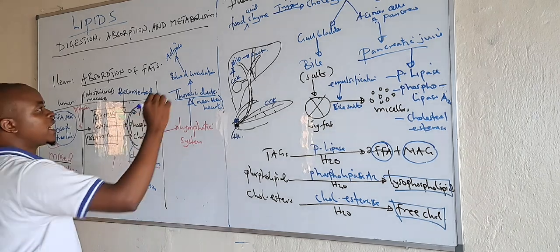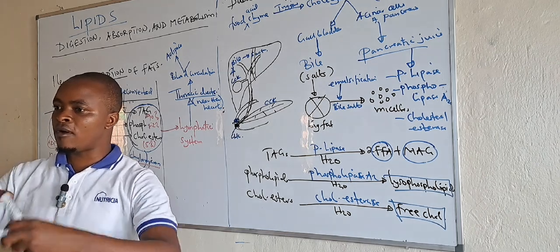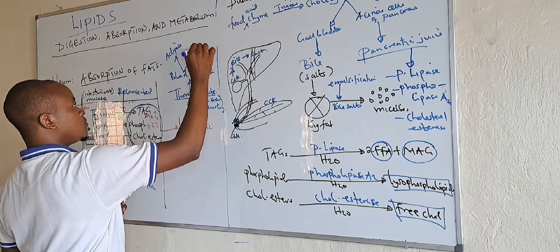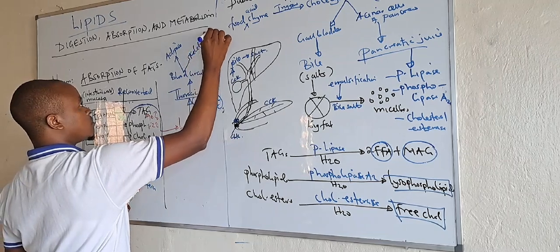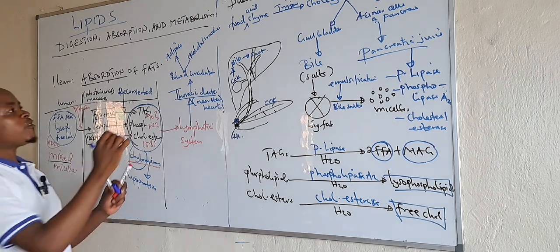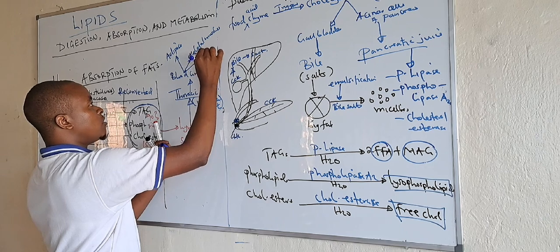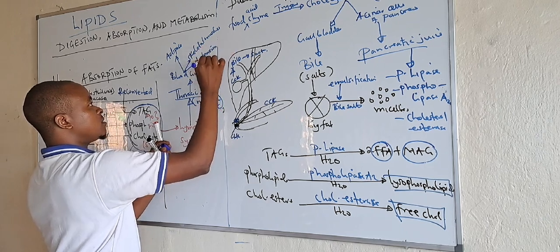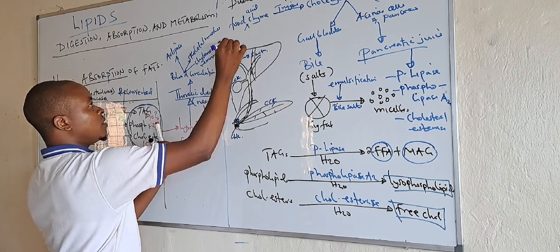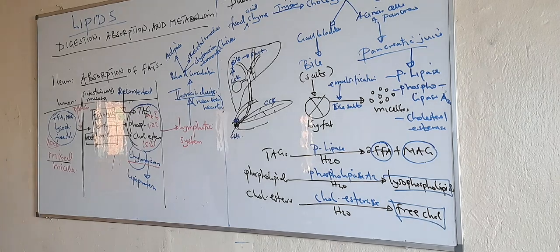Then another percent, in case we need energy when we are doing strenuous exercise, these fats are taken to skeletal muscles, where they are used to provide energy. Then the remaining part, which we call the chylomicron remnants, are taken to the liver. So we see these remnants being taken to the liver.